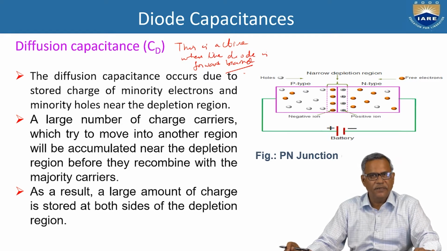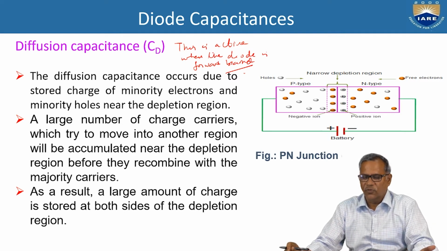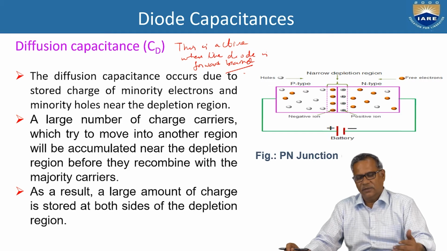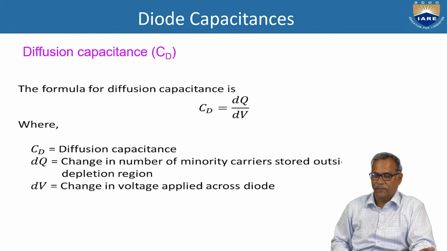vicinity of the depletion region. So a large number of charge carriers which try to move to another region will be accumulated near the depletion region, before they recombine with the majority carriers. So as a result, there is going to be a large amount of charge stored on both sides of the depletion region, and this gives rise to the diffusion capacitance.